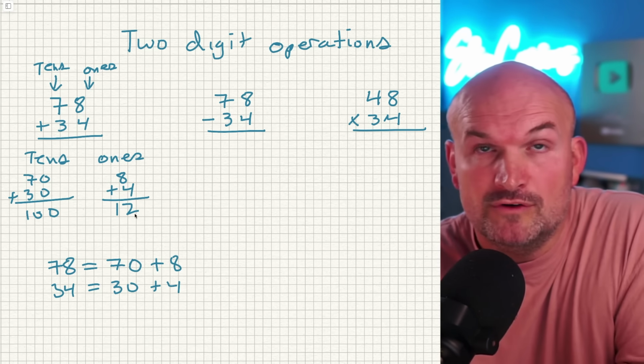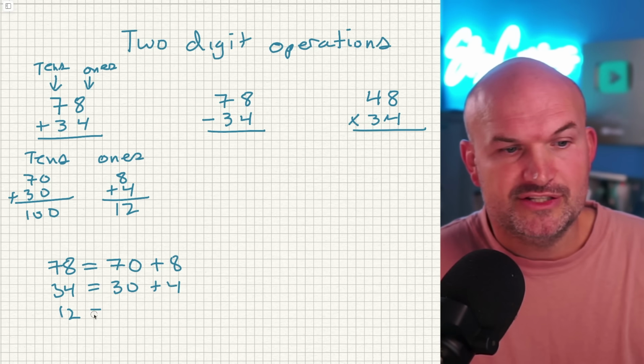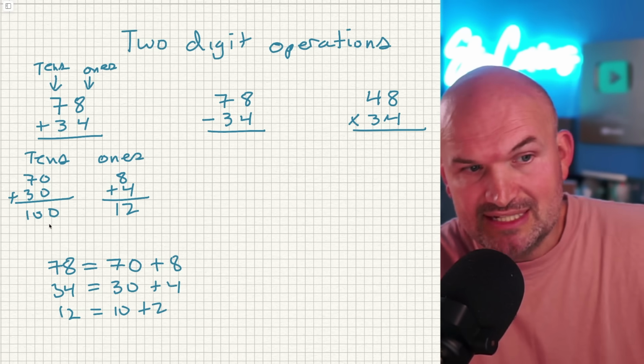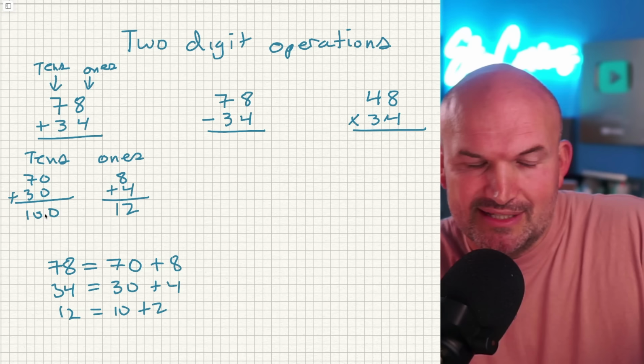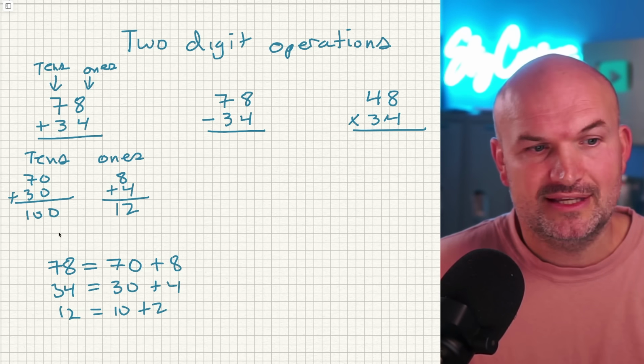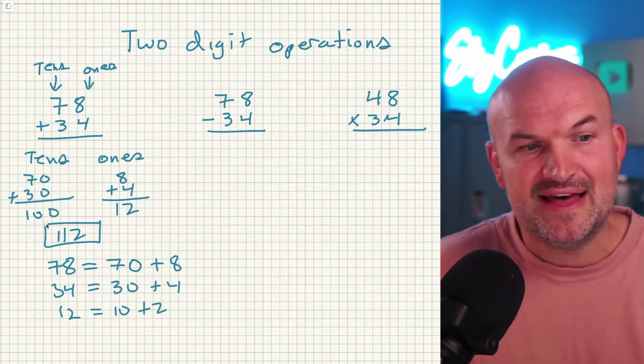Now, obviously a 12 can be broken down into a 10 plus 2. So I have an extra 10. I'll add that over to the 10 spot. Or you could easily, this is easy enough, you could just say, this is going to be 112. And that, ladies and gentlemen, would be the final answer. And that's how I do that math.